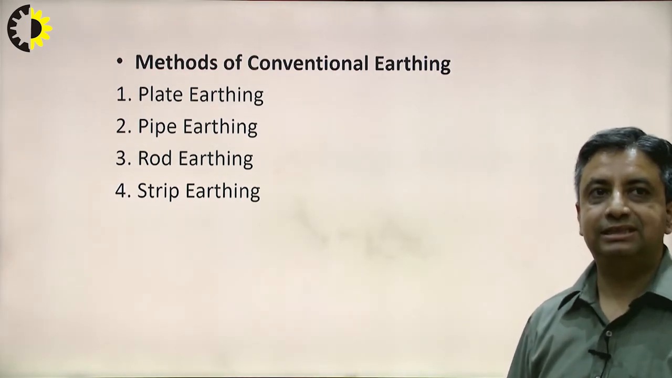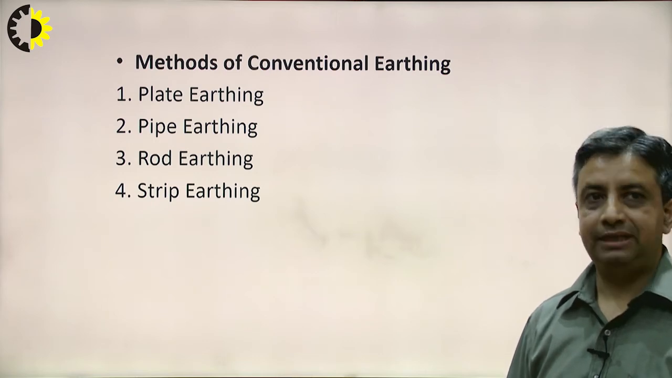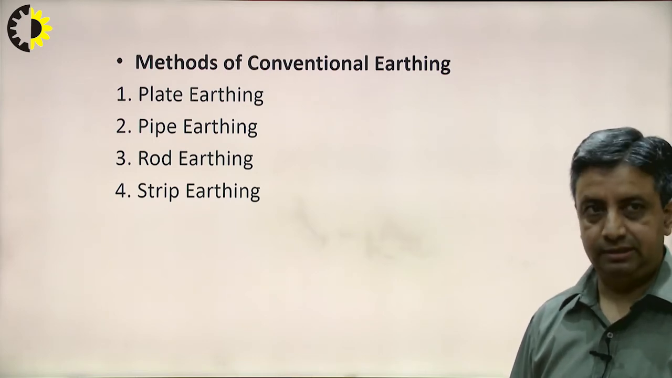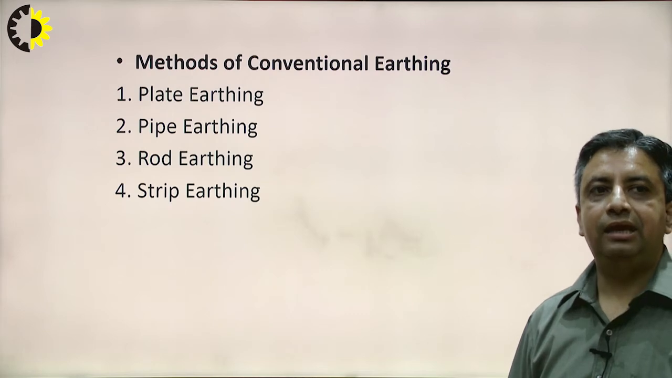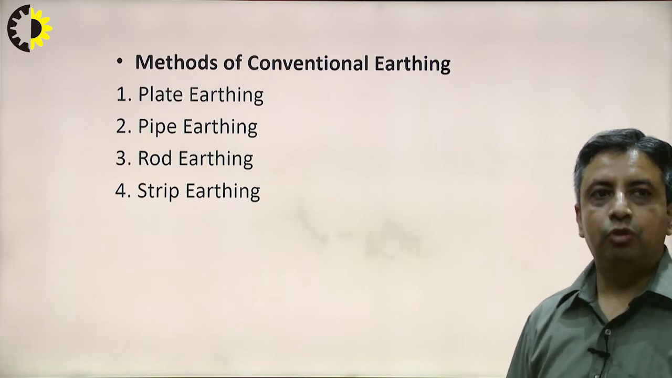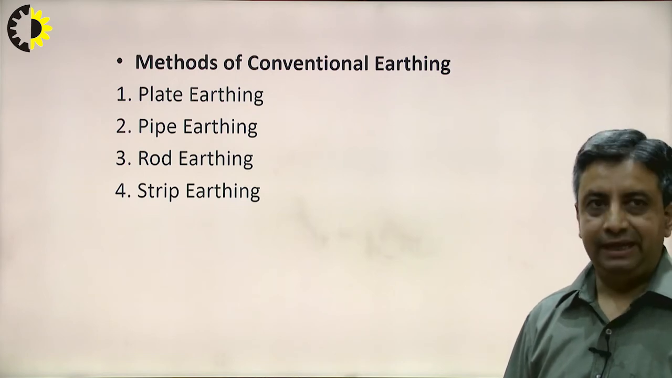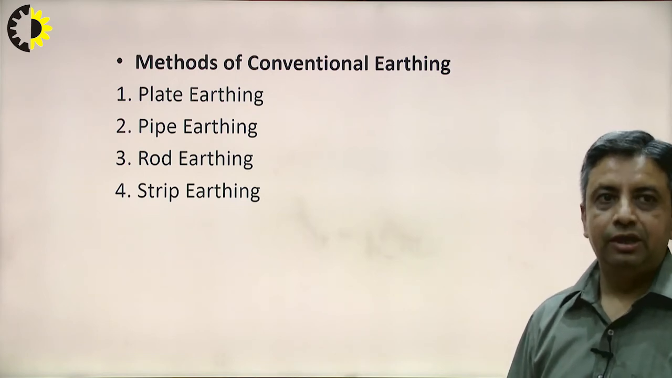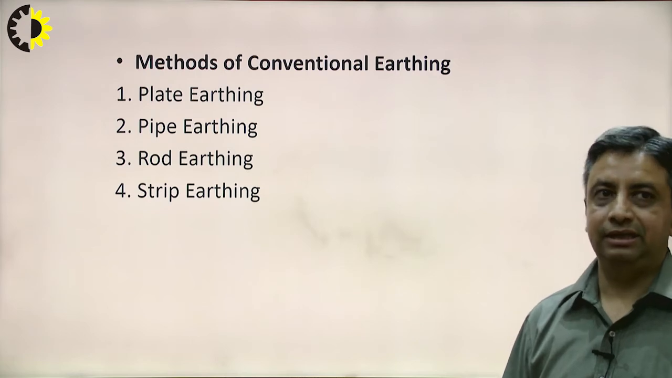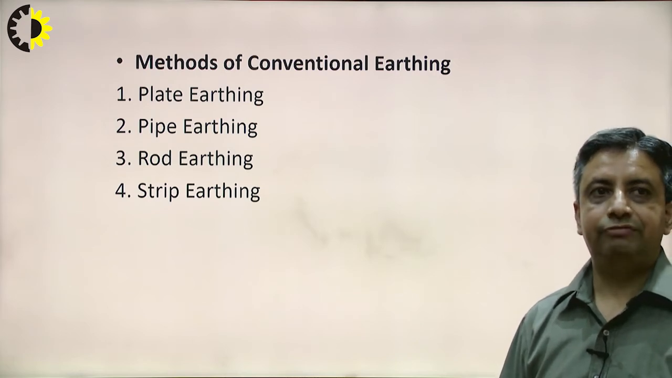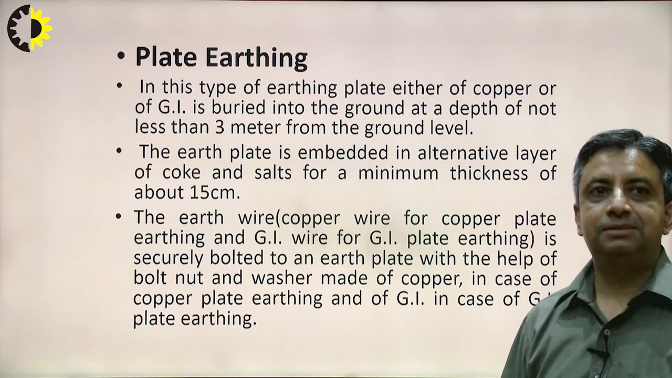Now, I will discuss the various methods of conventional earthing. Earthing can be done in either of these four ways. Depending upon the requirement, we can go for plate earthing, pipe earthing, rod earthing and strip earthing. So, let us discuss all of them one by one. So, first is plate earthing.